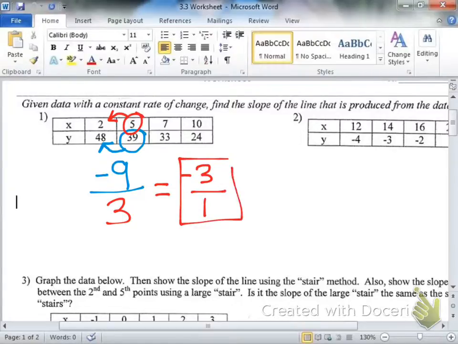Now, you can check it and check it and check it if you want. That's if you're trying to determine if it is constant. They already told us it was constant. So once you find it between 2 points, that's what it's going to be for all of them. So you can just stop after that. You're going to do the same thing on number 2. Any questions?